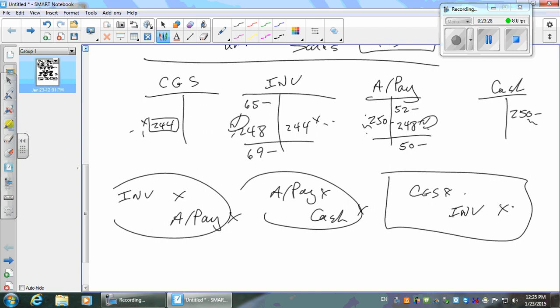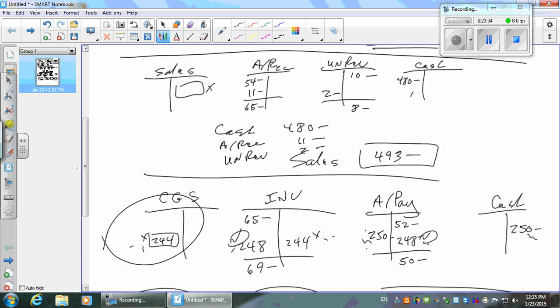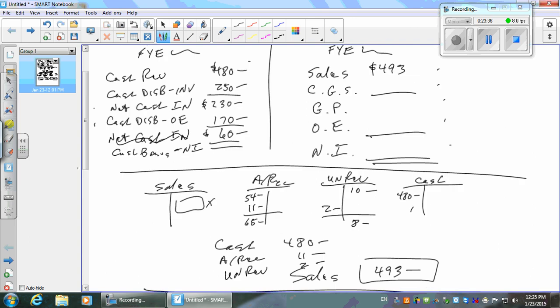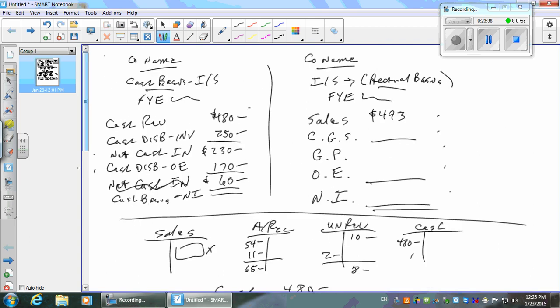So now what do we do with those, guys? We know cost of goods sold is 244. We did all of that to get that number. What are we going to do with the 244? Credit to the income statement. Yeah. And what's my gross profit? 249. Excellent.